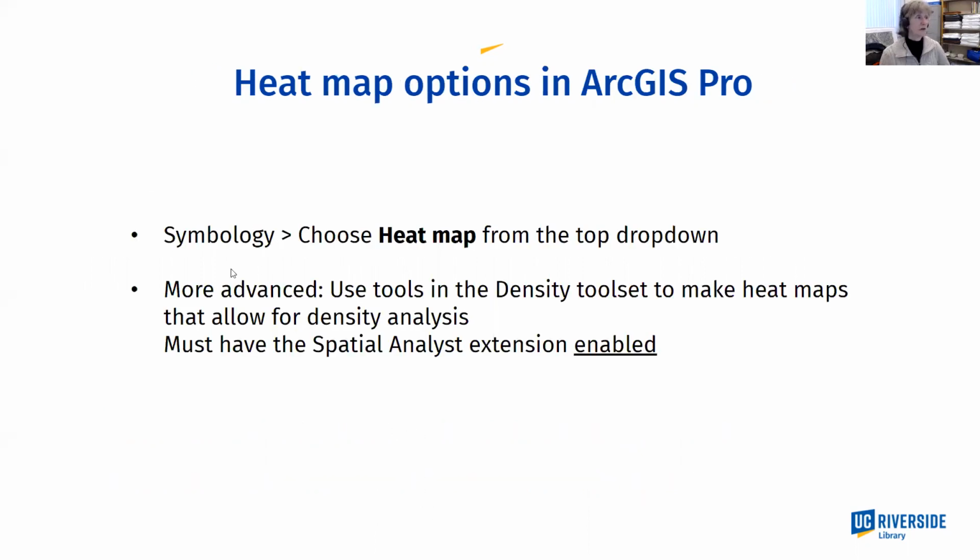And again, you go to the symbology and you choose heat map from the top drop down, and that's all you have to do. If you need to get more advanced, there are tools in the density tool set that allow you to analyze the density values. So that's if you need to get more sophisticated than just making a representation on the map.